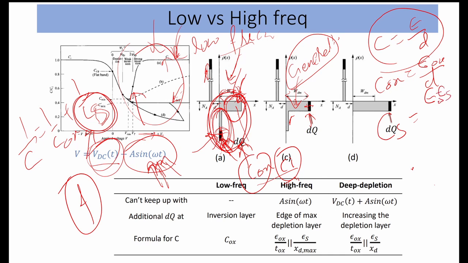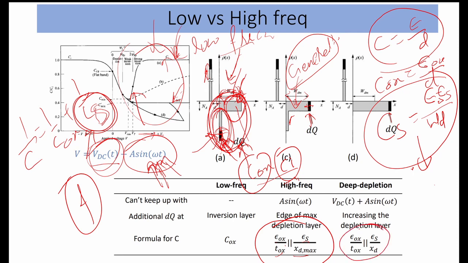But CS is equal to epsilon naught into epsilon S divided by WD. Epsilon naught is the permittivity of free space, and S is the semiconductor, and WD is nothing but the depletion region width. The depletion region width will come into account, so it is less. And it is the series combination, epsilon ox divided by T ox, epsilon S divided by XD, XD or XD max.